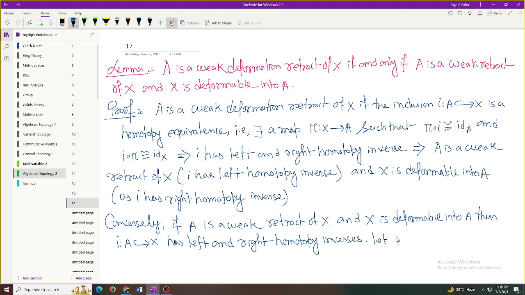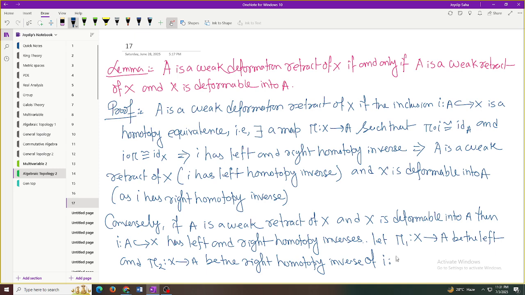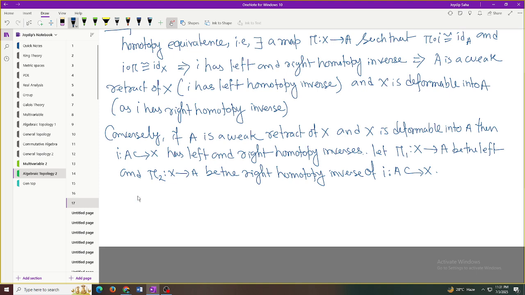Let π1: X → A be the left and π2: X → A be the right homotopy inverse of the inclusion map I: A → X. Now π1 ∘ I is homotopic to the identity, and I ∘ π2 is homotopic to the identity on X.